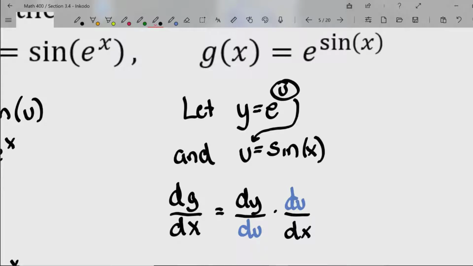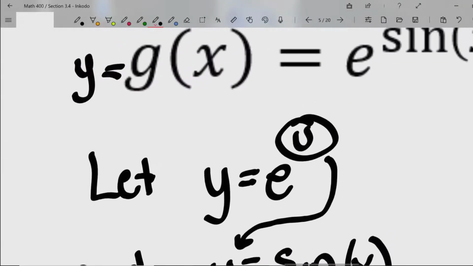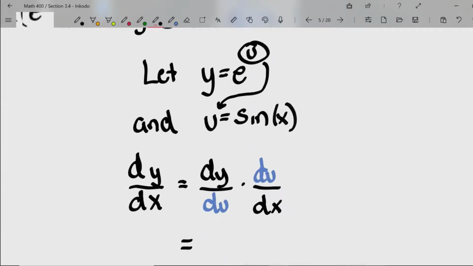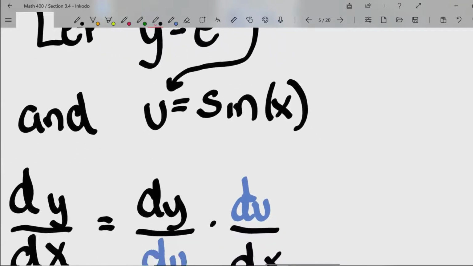So often it's much easier just to say, let this be y, so that you could say, well, dy dx, therefore, is dy du times du dx. It's okay. That's fine. And so if you did this, the derivative of this y with respect to u is e to the u, times the derivative of u with respect to x, which is the cosine of x.